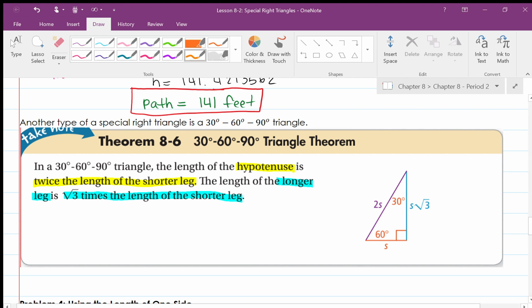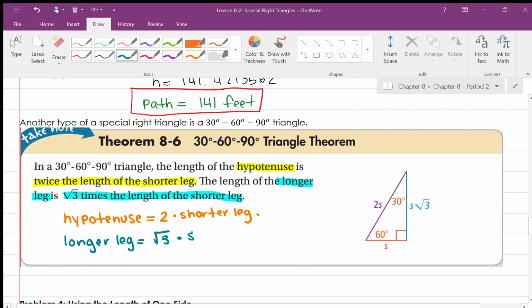Let's put this into a formula that you may find a little easier to understand. So far we have that our hypotenuse is 2 times the length of the shorter leg. We also have stated here that our longer leg is radical 3 times our shorter leg.